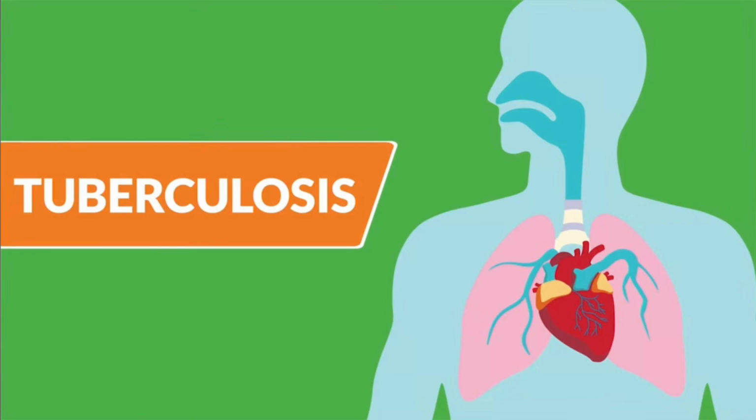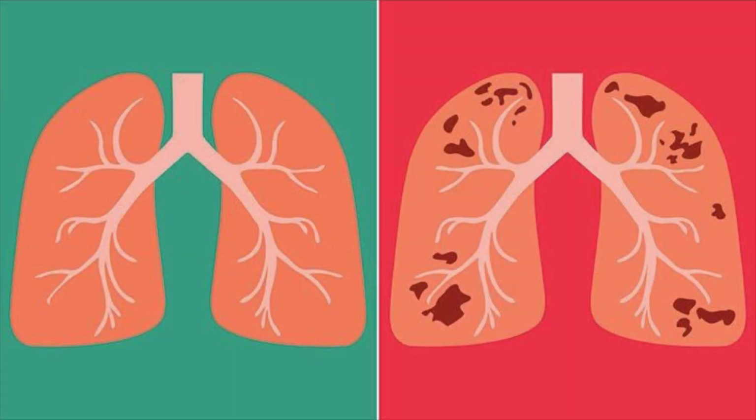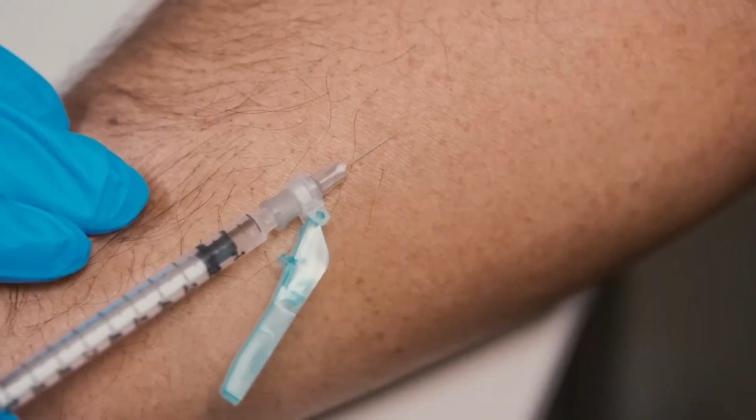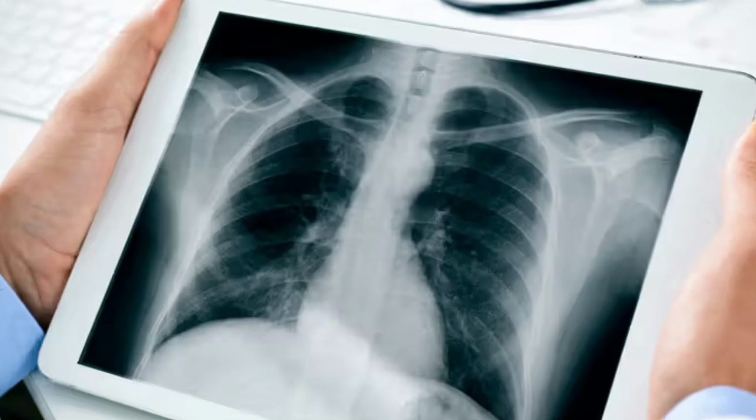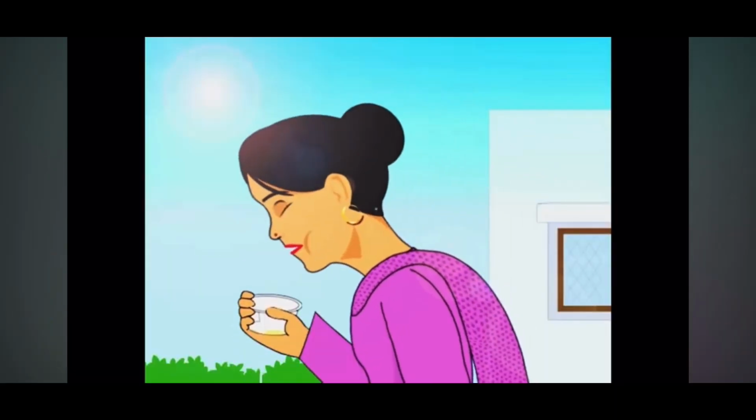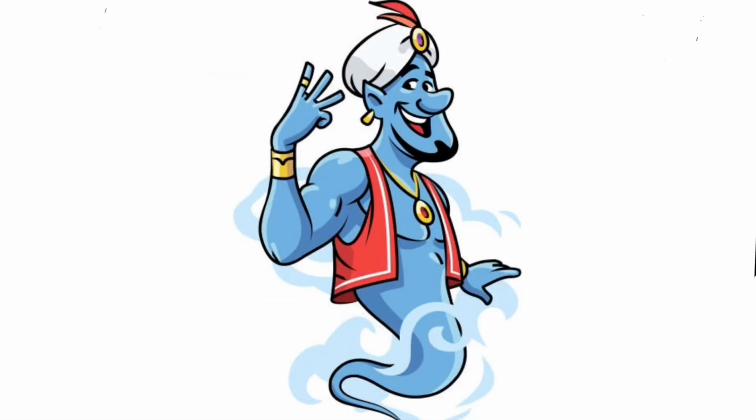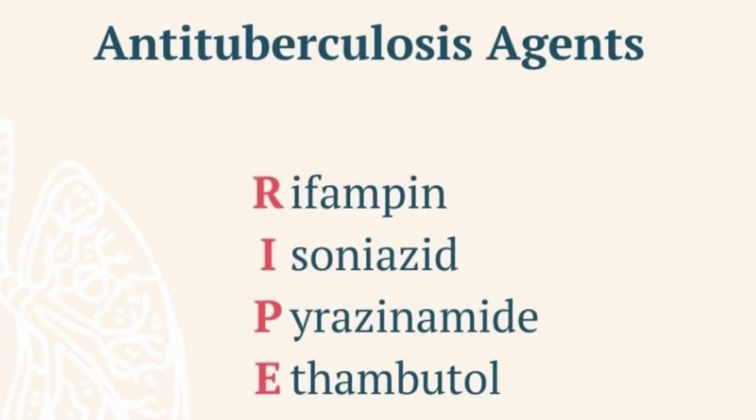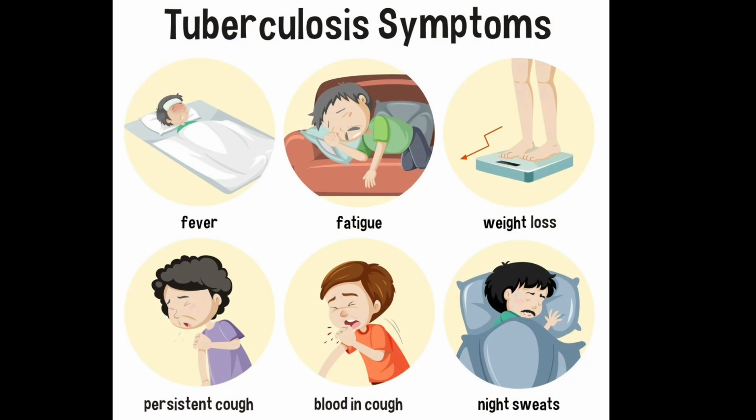Tuberculosis is a bacterial infection that spreads through airborne transmission, primarily affecting the lungs. Diagnostic tools include the Mantoux skin test, chest X-rays, and sputum cultures. 3 and you're free. Treatment with RIPE therapy lasts 6 to 12 months, and completing the course is necessary to prevent multi-drug resistant TB. The key symptoms to recognize are persistent cough, hemoptysis, night sweats, weight loss, and fatigue.